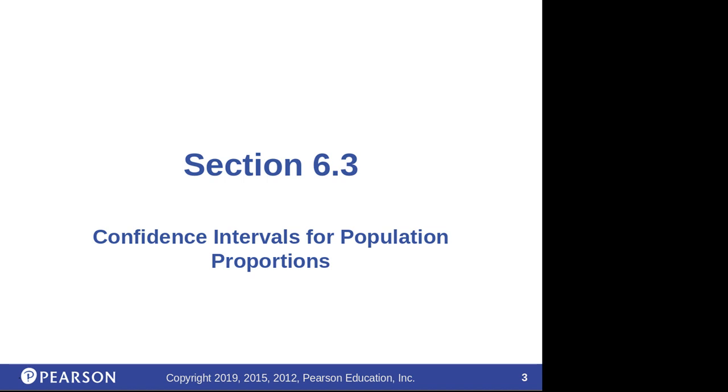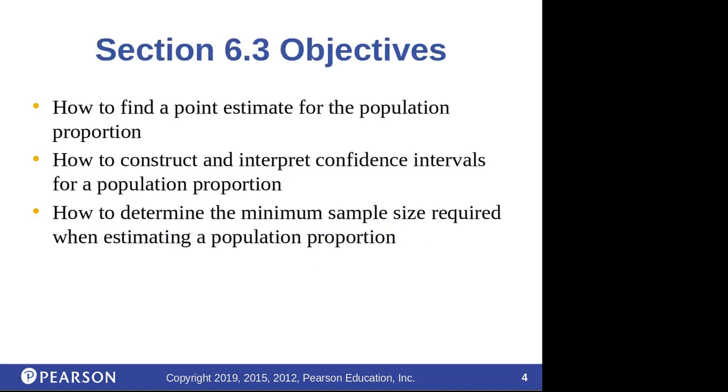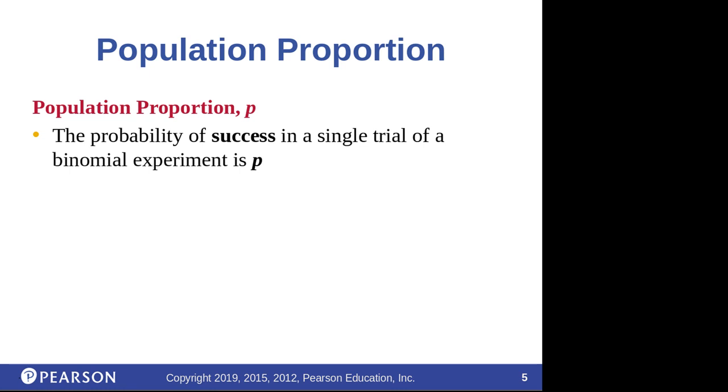All right. So what we're doing is we're looking at proportions, and proportions end up being a frequency. And so what we want to do is find a proportion estimate based off of a variable, and then, again, construct confidence intervals for it. The probability of success in a single trial of a binomial experiment is P. Remember our P's and Q's from before?